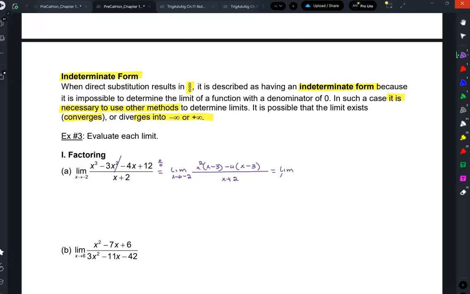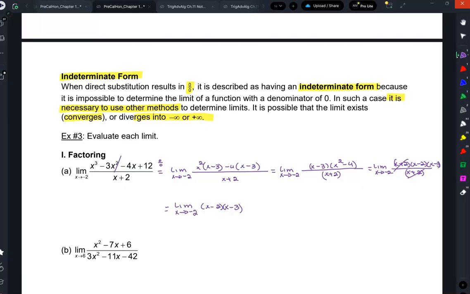This is the limit as x approaches negative 2, x minus 3 times x squared minus 4, over x plus 2. Oh my gosh, this is shaping out rather nicely, actually. Can you see what's going to happen? Yeah, it's going to cancel out. So this is the limit as x approaches negative 2, x plus 2, x minus 2, x minus 3, over x plus 2, cancels. So what I have now is x minus 2, x minus 3.